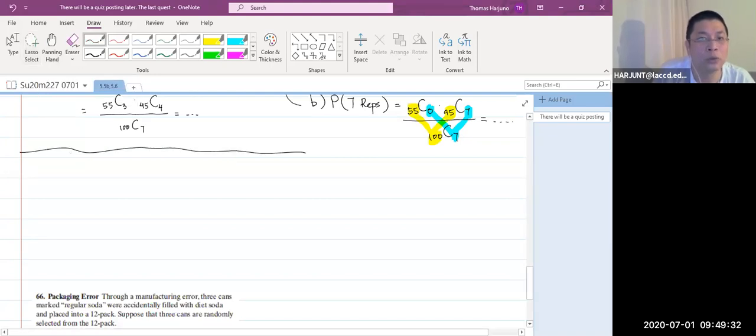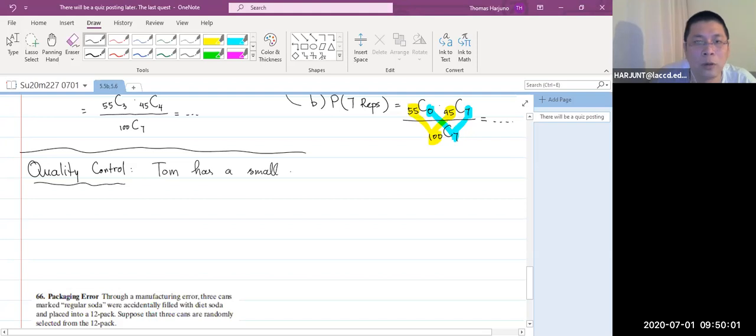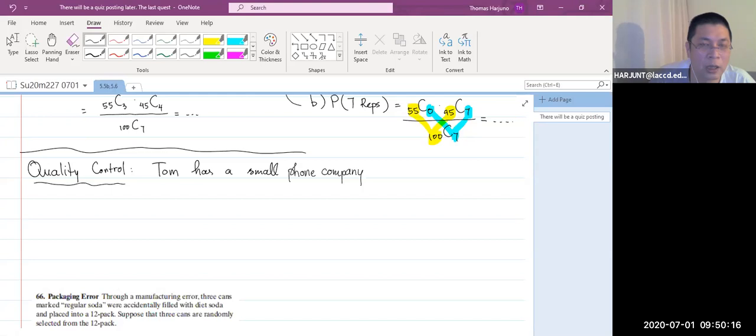Now, I want to talk about some quality control. This is a basic quality control issue. This is very, very basic though. Now suppose I have this situation. Imagine Thomas, as a distributor, has a small phone company. Of course, this refers to a cell phone company. So I sell cell phones, let's say T-Mobile, Metro PCS, right? Or whatever. And then I have 100 phones at hand.